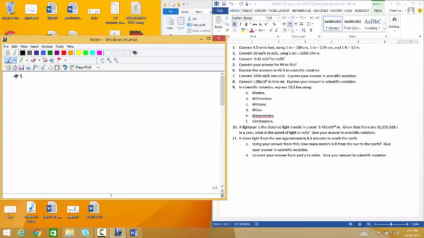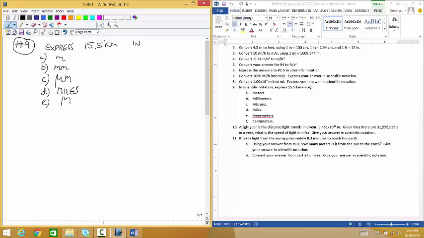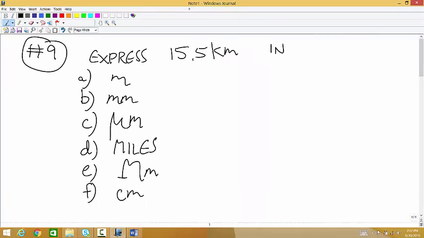Let's see. Number 9. Express 15.5 kilometers in meters, millimeters, microns, which is micrometers, miles, megameters, which I've never heard anyone say, and centimeters. Oh, that's huge.